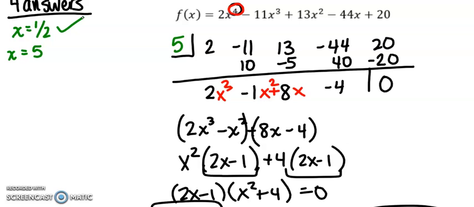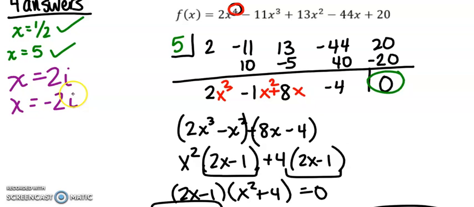So in terms of my zeros, my calculator helped me find a 1/2, and I confirmed that with my factoring. My calculator helped me find 5, and I confirmed that with that remainder of 0. And then I, pun intended, found the imaginary roots of x equals 2i and x equals -2i by using square roots at the end.